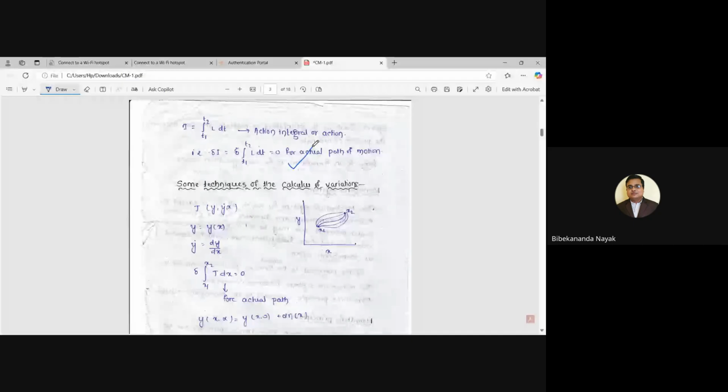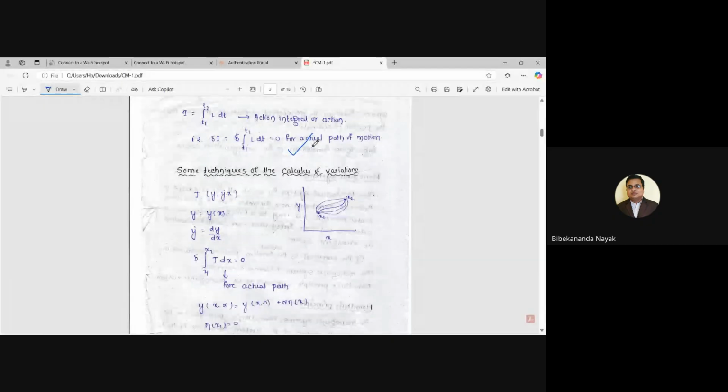Okay. So from this principle, you can also derive Lagrange's equation of motion. Before doing that, we have to discuss some techniques of the calculus of variation. This is just one kind of least action principle, which you know from optics and other places. The integral is called action, and least action means its variation is 0.